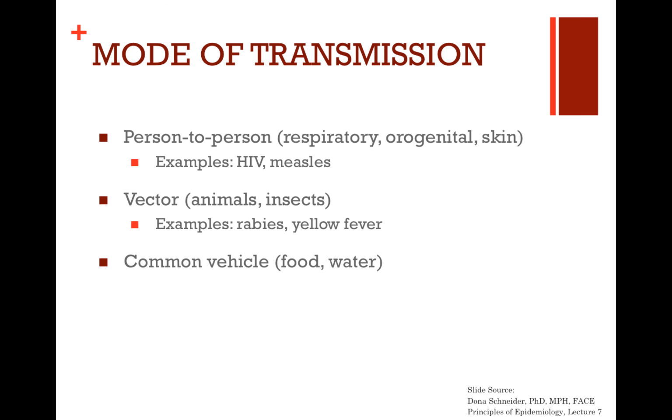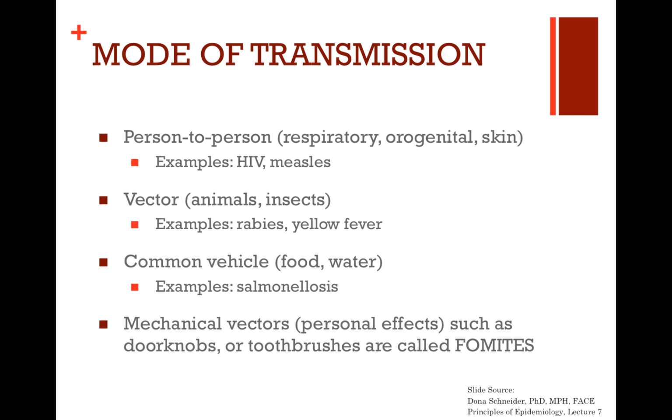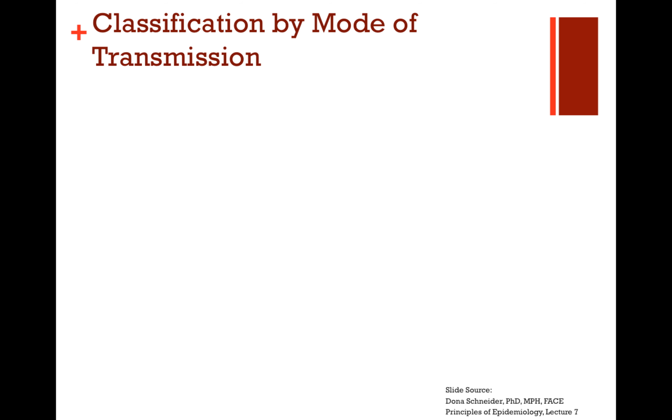Common vehicle, cholera is spread through food and water, but so are things like salmonella, largely associated with chicken and eggs. And then mechanical vectors, so sharing toothbrushes or hairbrushes or someone's towel, but also things like doorknobs. So somebody sneezes into their hand, they touch the doorknob, you touch the doorknob, and now you touch your face, and you have their germs. And so, different ways of looking at this classification by mode of transmission.